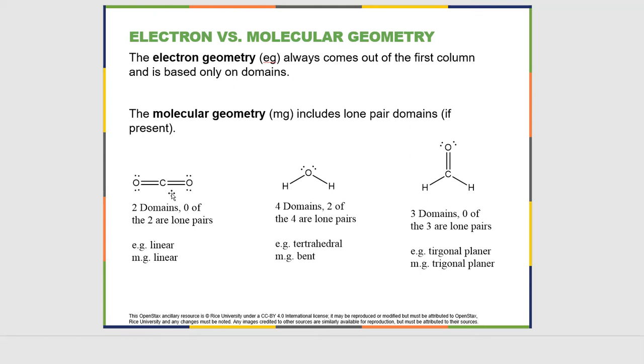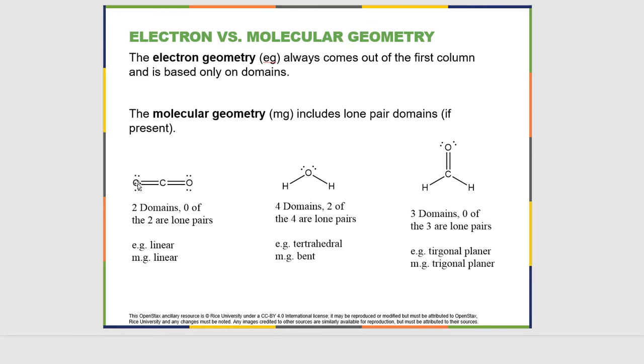So I've drawn the Lewis structure. If it were given on a test, CO2, the first thing I would do is draw the Lewis structure. Now I want to count the domains. Atoms are domains and lone pairs are domains. I'm counting them with respect to the central atom. I'm not counting all that are present. I'm just counting with respect to the central atom, carbon.